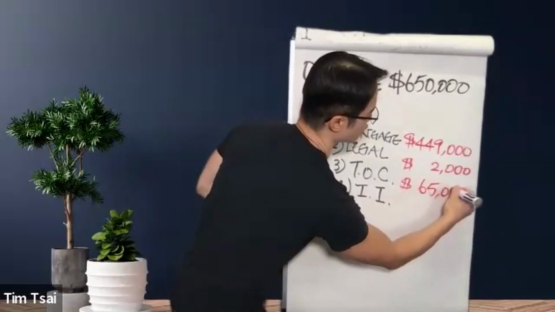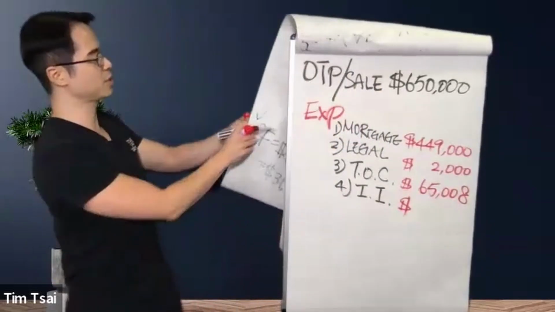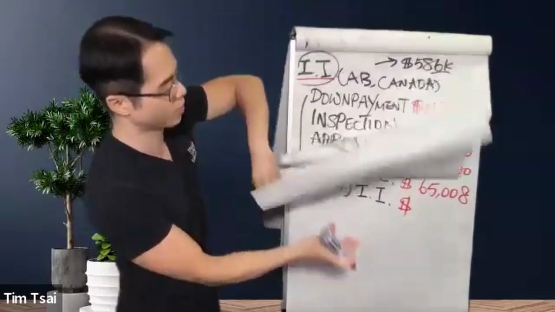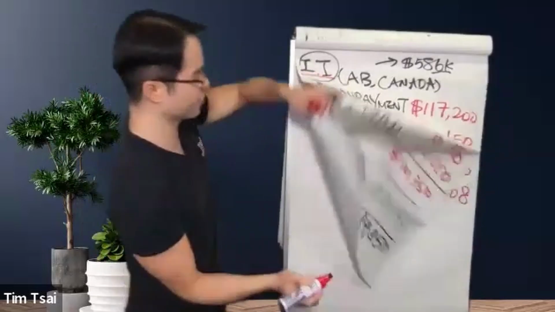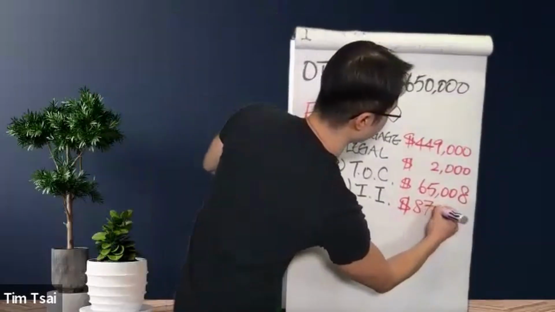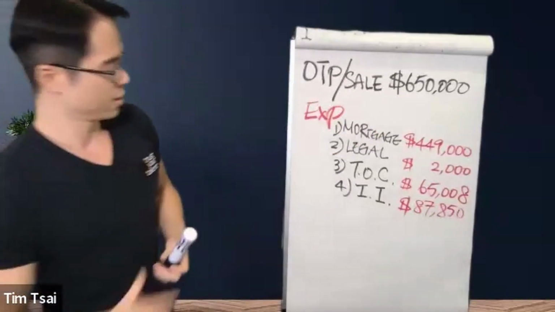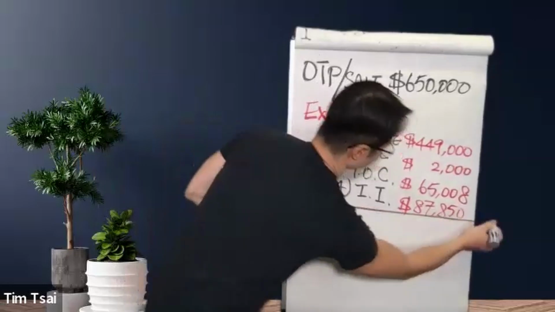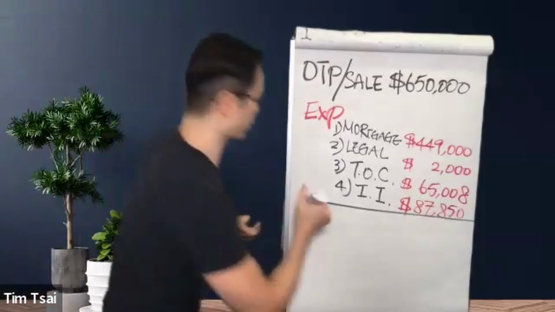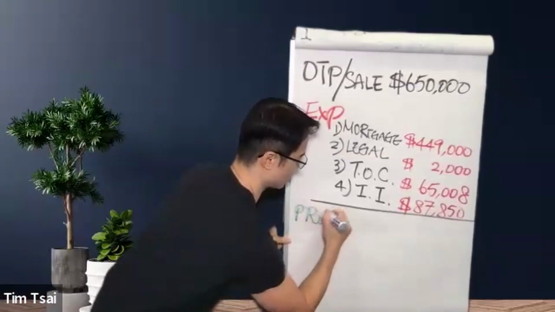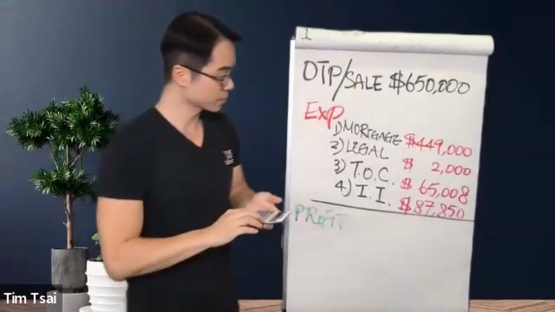So $65,008, and the initial investment we just got, so let's bring it over, which is $87,850. Let's take a look. What is our profit on sale day? Here we go.